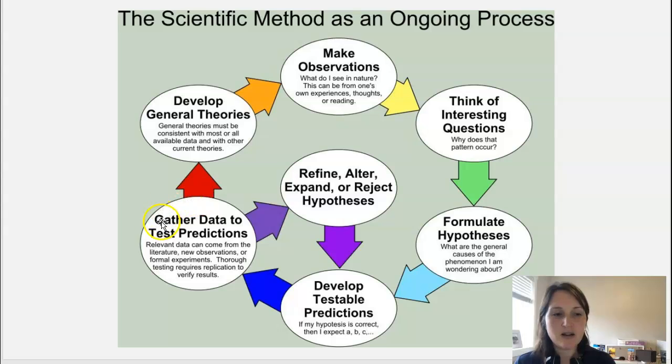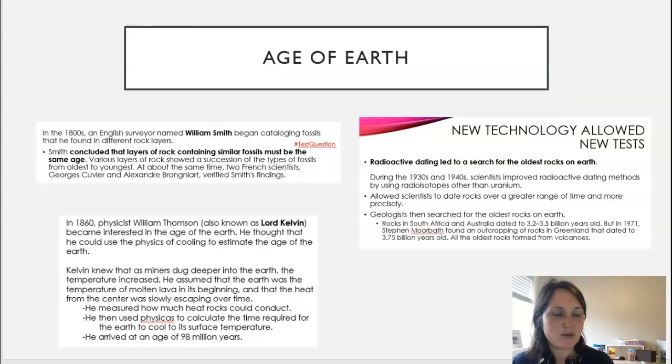Once you've gathered your data and tested your prediction, we can either make a theory that puts all of those ideas together, or if the data didn't support our original prediction or hypothesis, we can refine that hypothesis, come up with a different way to test, and go through the process again. As scientists, we are always coming up with new questions. So we have new data when we explore those new questions, and then we go back and develop theories that are hopefully supported by more and more significant data all the time. So that's an idea of what the scientific method is and how it is used in earth science specifically.